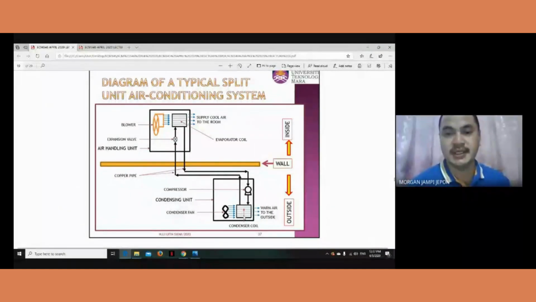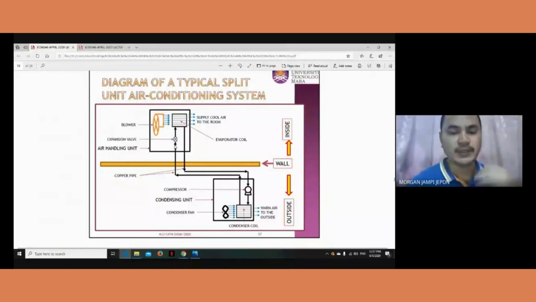So the noisy one is the compressor, as well as this condenser fan for the condenser coil. All right, so the condenser coil is hot, so we place it outside. The compressor is noisy, we place it outside. And we connect these components with a series of pipes. So remember, inside this pipe is the refrigerant.